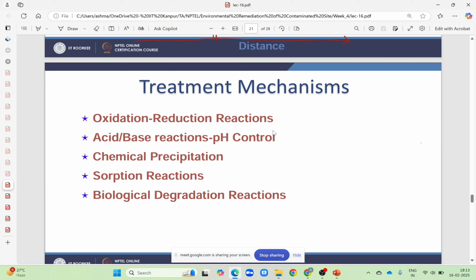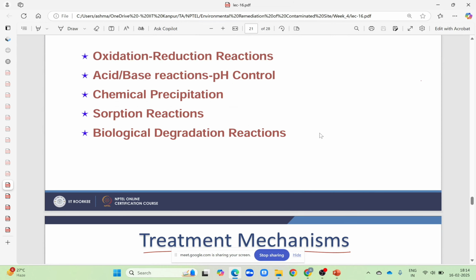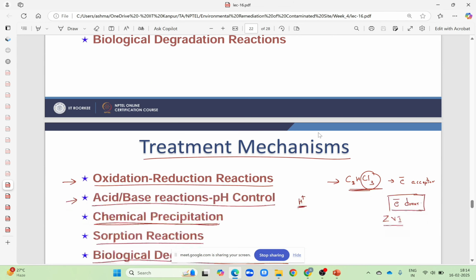Then there can be chemical precipitation, like I said. There can be sorption reactions, where some compound holds the pollutants on its surface, and like this it can be removed from the water. Also, we can use biological degradation reactions, like using microbes to enhance the removal. There can be some microorganisms here, and these microorganisms can degrade the pollutants. These are used for contamination of water with chemicals and petroleum products.